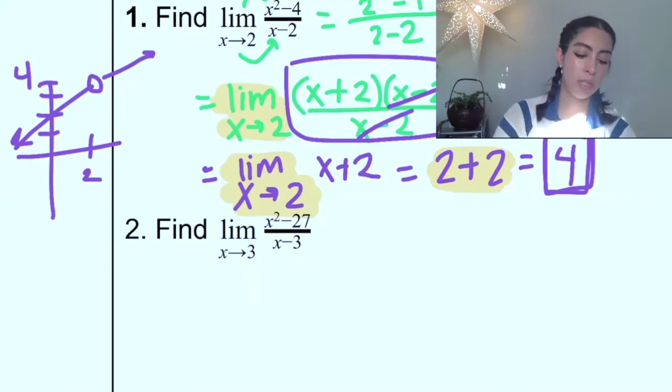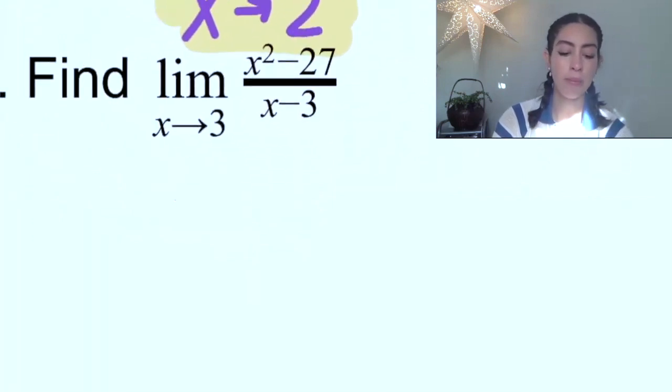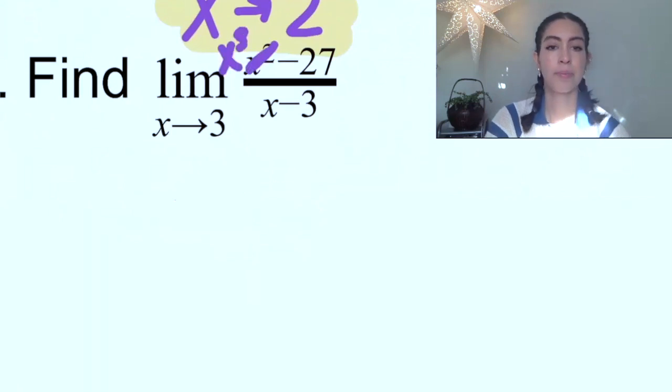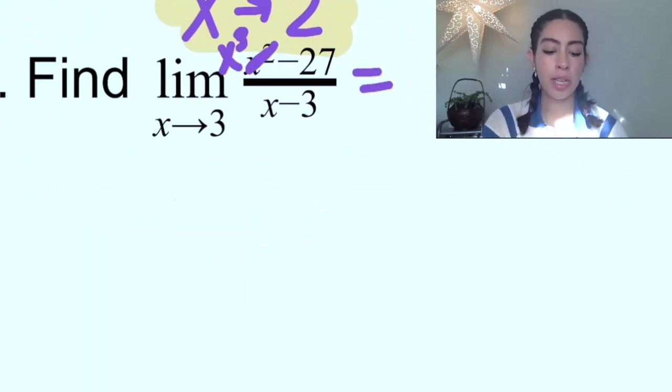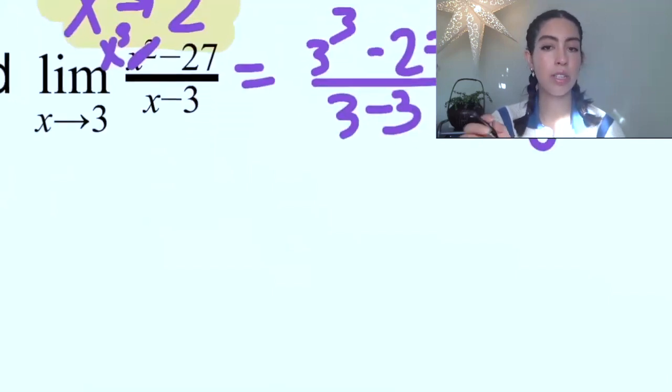So let's go ahead and jump to the next one. And there's a typo in this problem. Instead of x squared, this should be x cubed. So make sure and take note of that. And if I do direct substitution, I plug in 3, that's going to give me 3 cubed minus 27 divided by 3 minus 3. So automatically I can tell the denominator, 3 minus 3, is 0. So that's already a no-no.